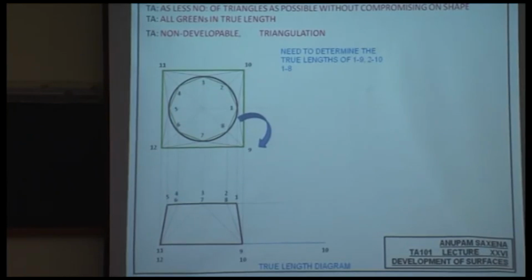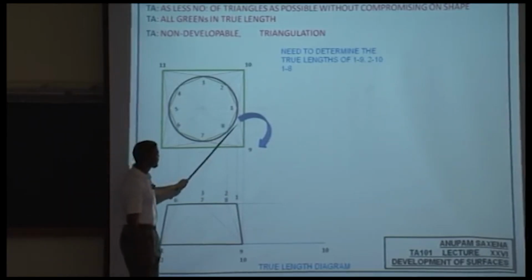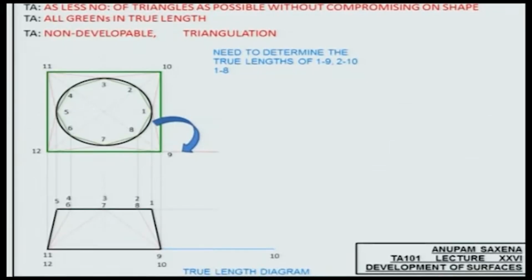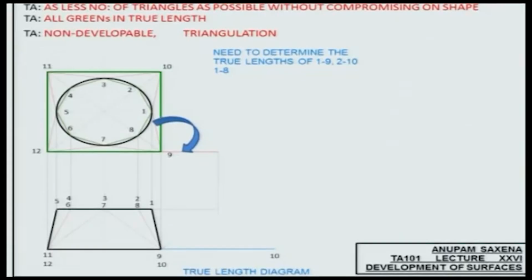To get the true length of 1, 9, I would rotate this projection of 1, 9 in the top view so that this projection becomes horizontal. And then I would project that down onto the front view. Okay. And this length 1, 9 will then be my true length. Method of rotation. As simple as that.